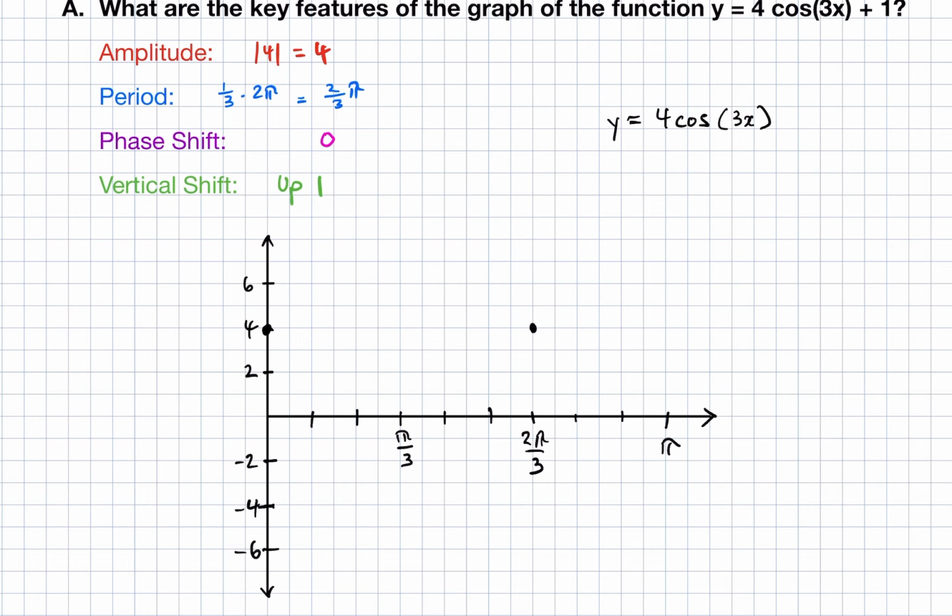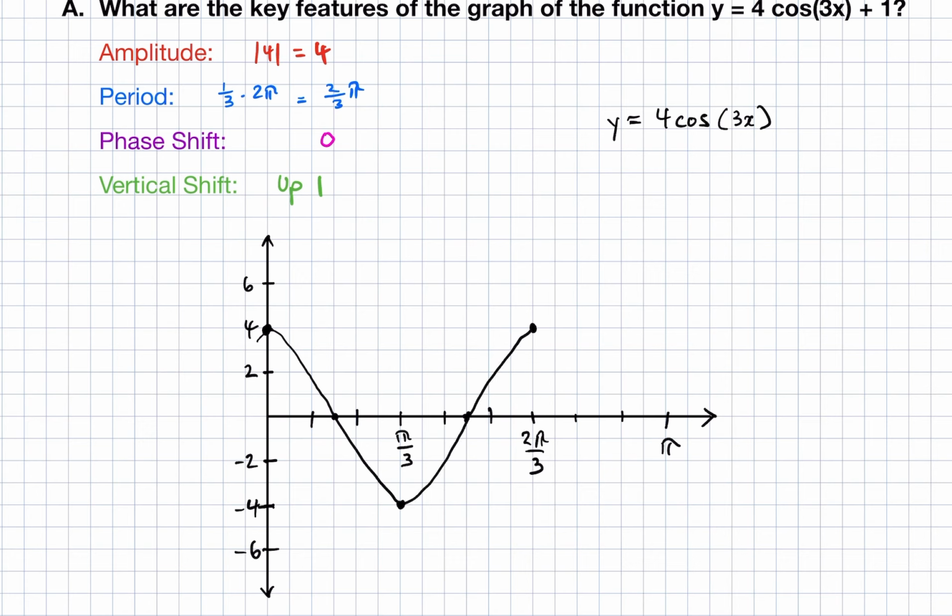All right, so the midpoint of 2/3 pi would be pi over 3, and so we're going to be at the lowest point at -4, okay? Which means that between 0 and pi over 3, we're going to hit the x-axis right in that spot. So we can go ahead and plot that. And the same thing on the other side. We're going to plot that point. So then my function is going to look something like this.